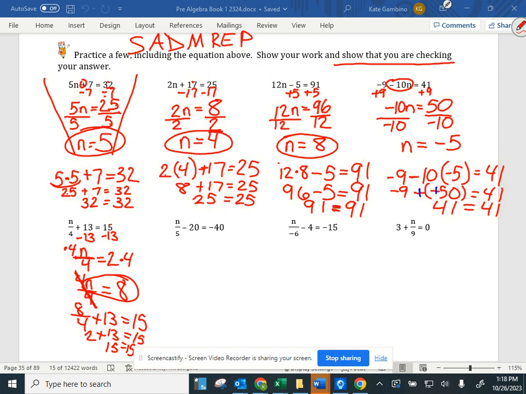Let's do one more on this page. n over 5 minus 20 equals negative 40. What's my first step? Grace? Add 20 to both sides. I'm going to do it to both sides. So negative 20 plus 20 zeros out. I have n over 5 equals negative 40 plus 20 is what? Negative 20. What's my second step?